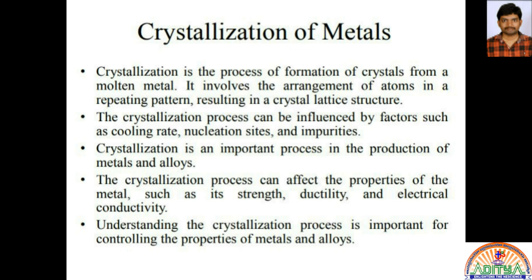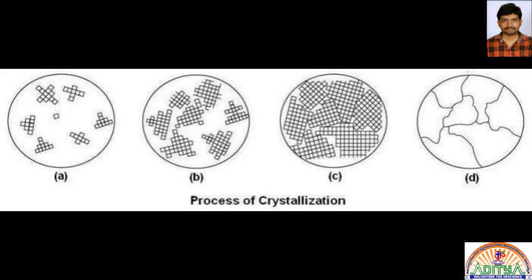Coming to the step by step process of crystallization, the first step is nucleation. Nucleation is the process of formation of a crystal nucleus, which can be homogeneous or heterogeneous. Homogeneous means it is spontaneous, and heterogeneous means it is generally influenced by impurities or surfaces. So this is the first step in the crystallization. After that, the next step is growth.